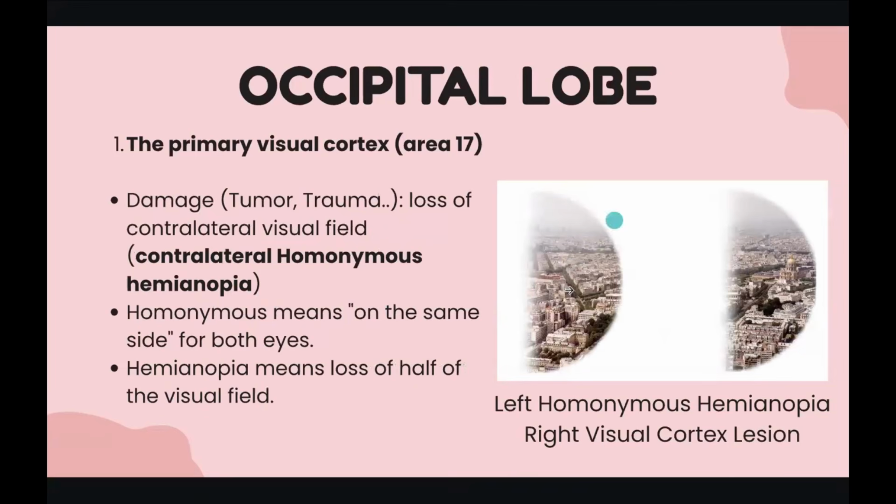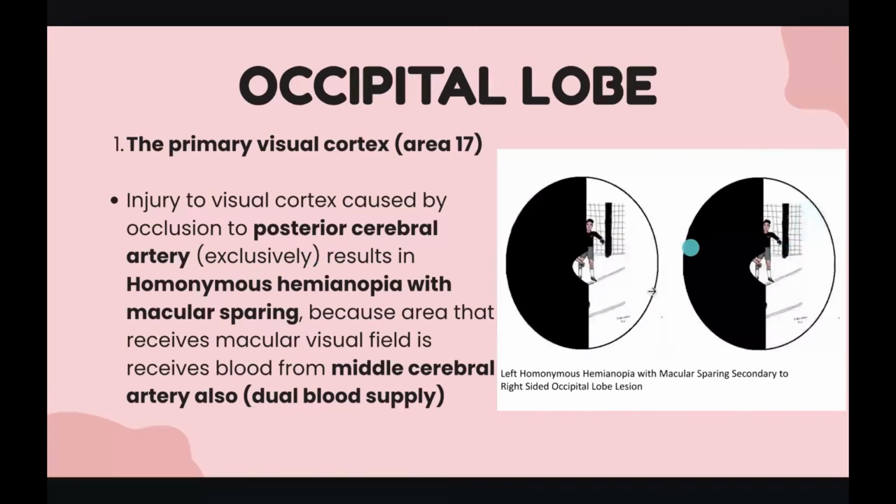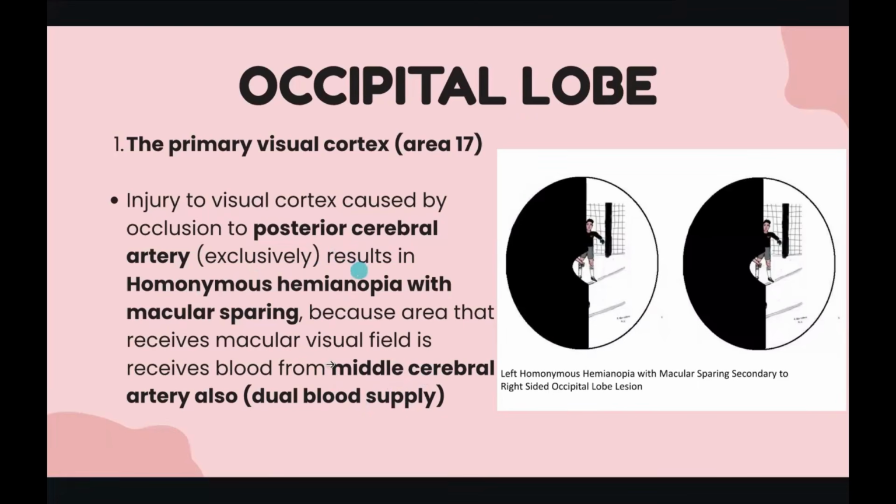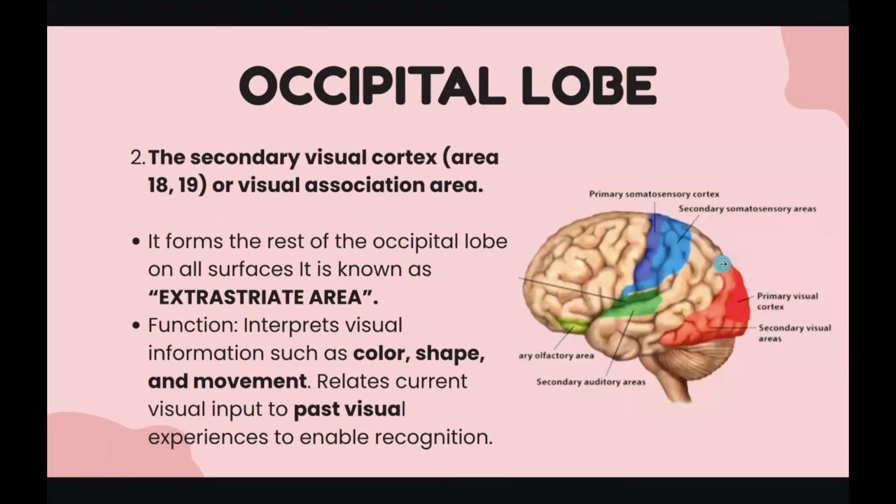So we went from this no macular sparing to this macular sparing, because the area that receives the macular visual field, subhanallah, has dual blood supply, all right? So from middle cerebral artery and from the posterior cerebral artery. We'll be talking more about this in the blood supply section of this PAL, inshallah. But this is important to note for if an exam question comes up noting that there is macular sparing, you should know that it has to do with the posterior cerebral artery, right?